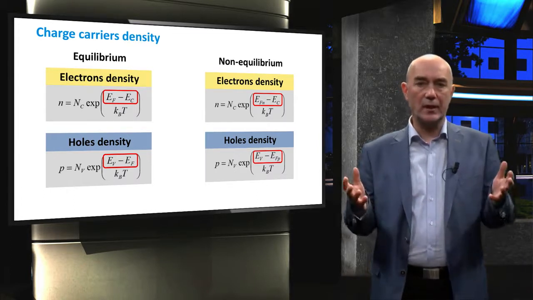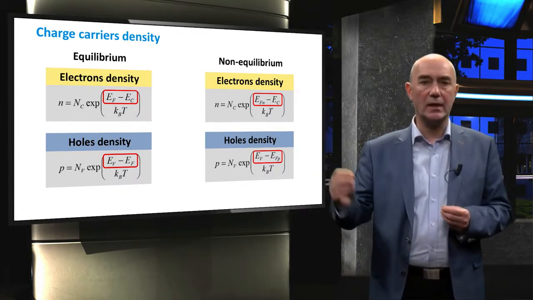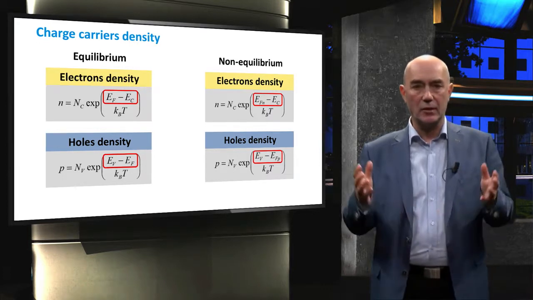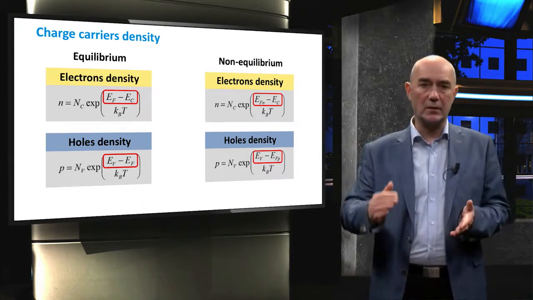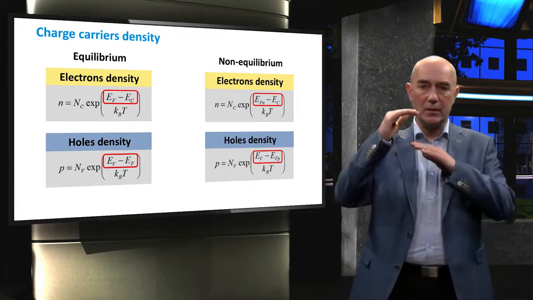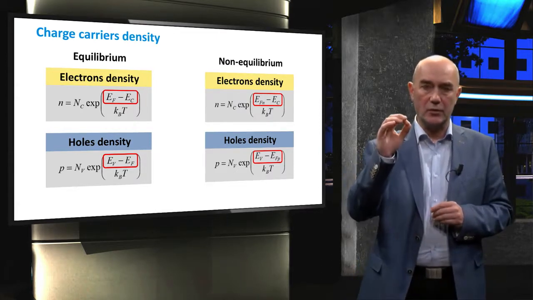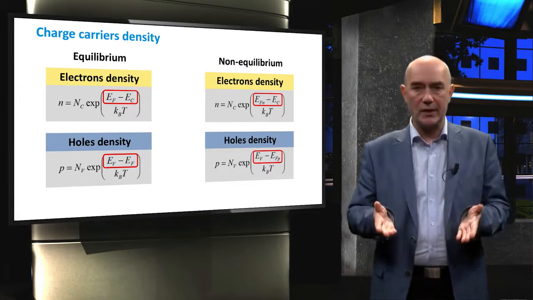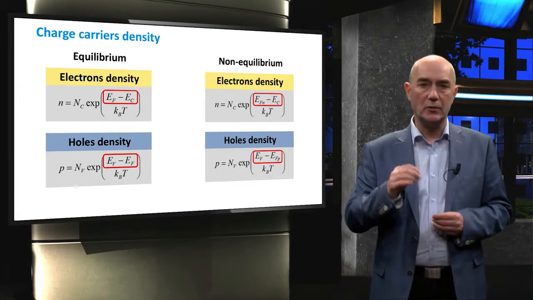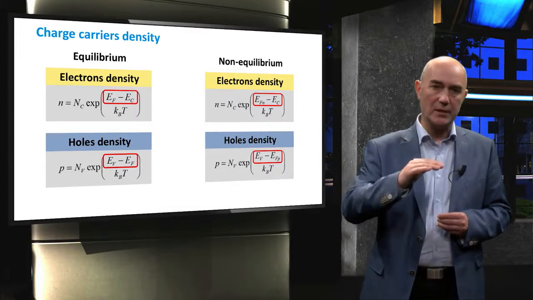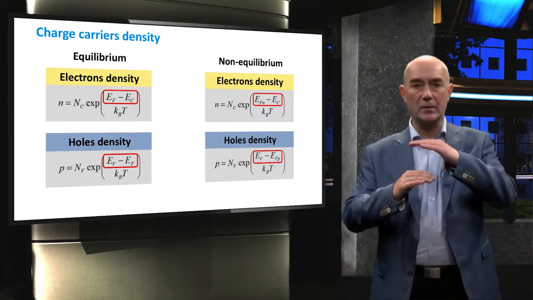For the density of electrons excited to the states in the conduction band, you have to use the difference between the conduction band edge and the quasi-Fermi level for electrons. For the concentration of holes occupying the states in the valence band, you need to use the difference between the valence band edge and the quasi-Fermi level for holes.